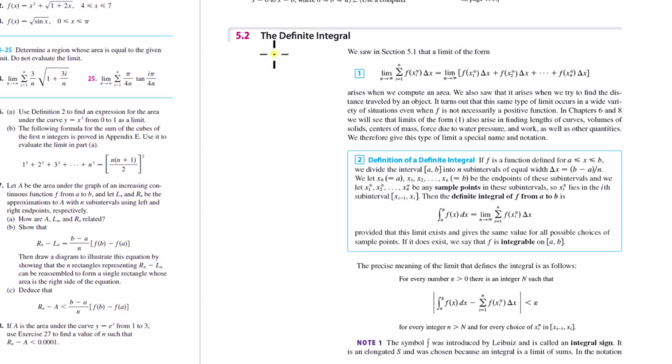Section 5.2, as you can see, is on the definite integral. As we talked about in the previous video, the introduction to integration part 2, you can think of the definite integral as everything that we did in section 5.1. In section 5.1, we developed a method for finding the area under a curve using an infinite sum of rectangles. That's a definite integral.